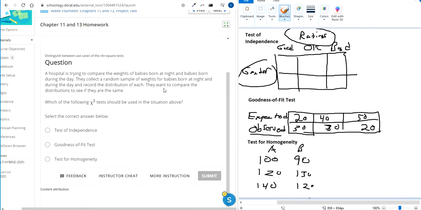A hospital is trying to compare the weights of babies born at night and babies born during the day. They collect a random sample of weights for babies born at night and during the day and record the distribution of each. They want to compare the distributions to see if they are the same. So which of the following chi-squared tests should be used in this situation? So that matches a test for homogeneity like we were talking about. We're trying to see if those two groups of babies are coming from the same population. If this test is significant, then we're going to claim that babies born at night have different weights than babies born during the day. Okay.